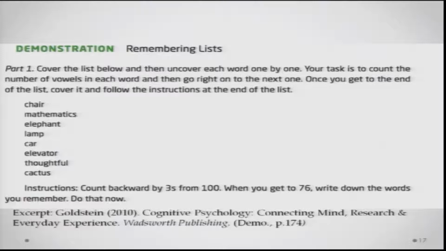Now let us do this demonstration here. There is a list of words here: chair, mathematics, lamp, and car, and you are reading it. One of the questions I could ask you is to count the vowels in each of these words, and then move on to the other word. When you reach the end of the list, you start counting backward by threes, and once you reach a particular number, let us say 76, you try and write each of these words down.